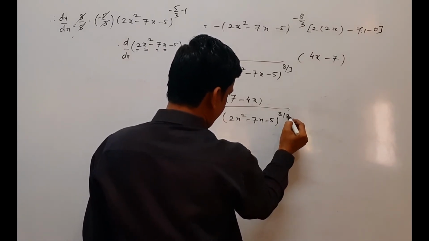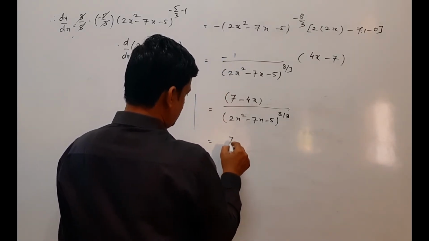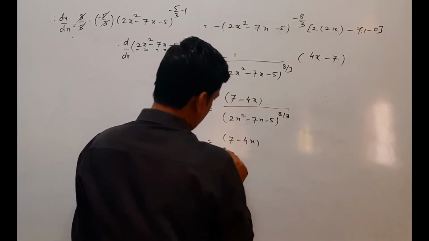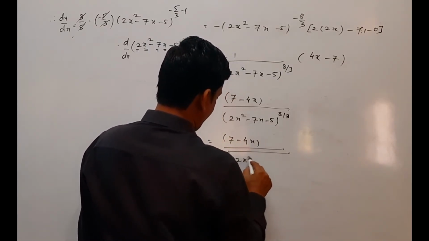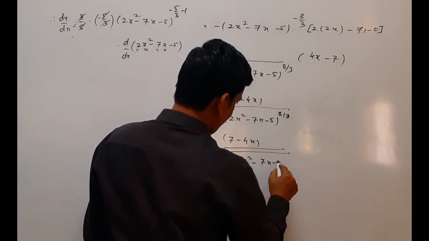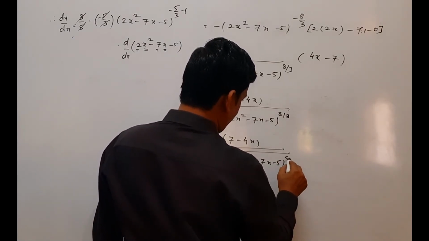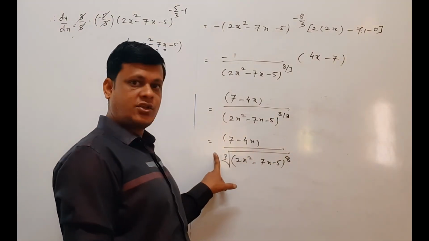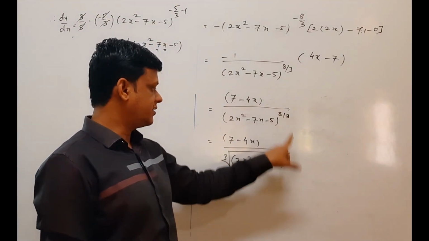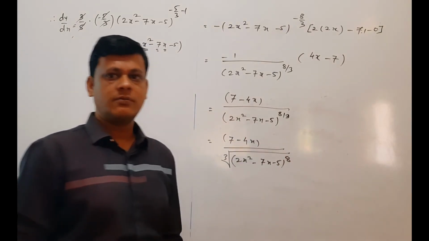Or you can also write this as 7 minus 4x upon cube root of this 2x square minus 7x minus 5 raised to the power 8. Because this 1 by 3 we write as cube root, and this 8 as power of this bracket.